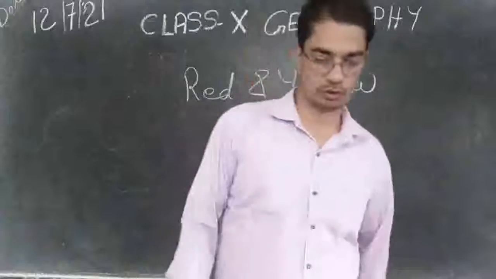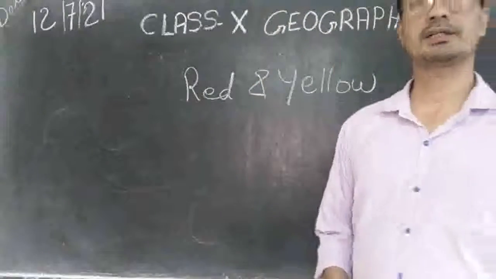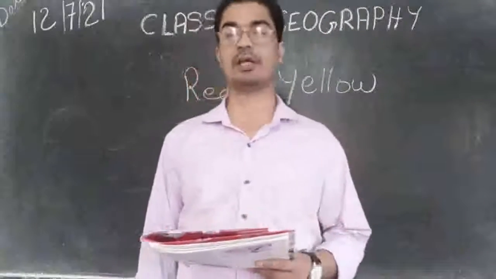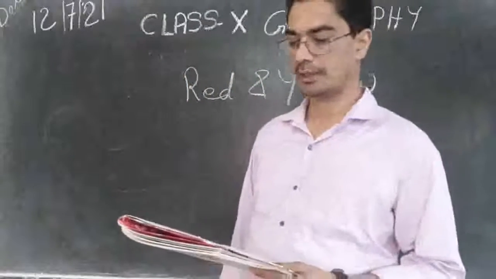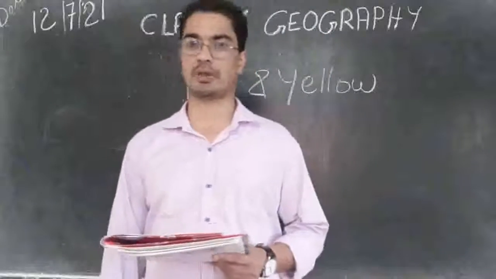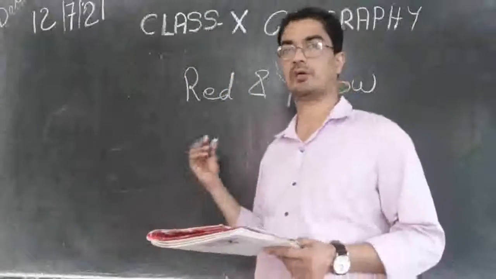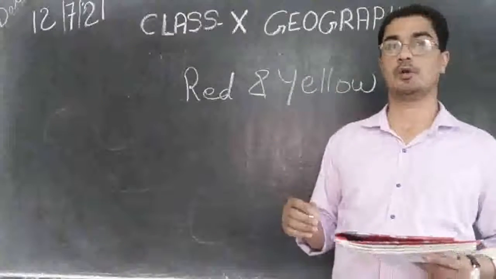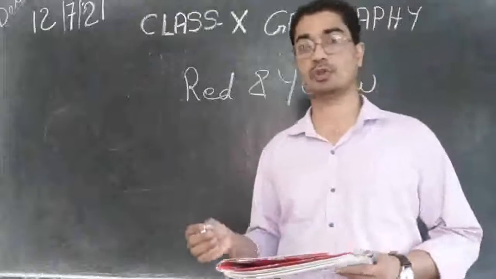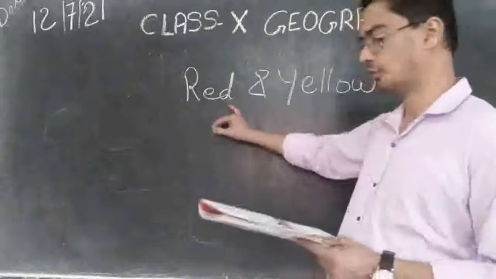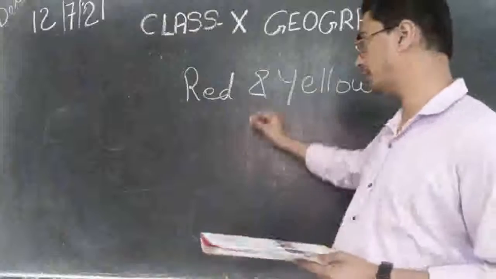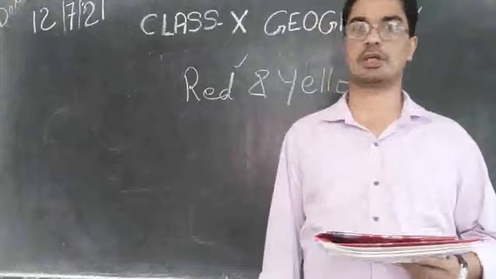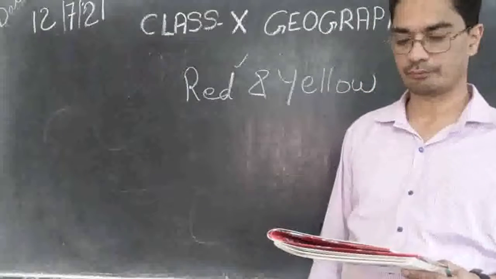Red and yellow soils. So red soils develop on crystalline igneous rocks in areas of low rainfall in the eastern and southern parts of the Deccan Plateau. So this also is found in the Deccan Plateau, especially in the eastern part and the southern part where the rain is less. In such places the soil is red, where there is less rain, and that is found in the east and south of the Deccan Plateau.